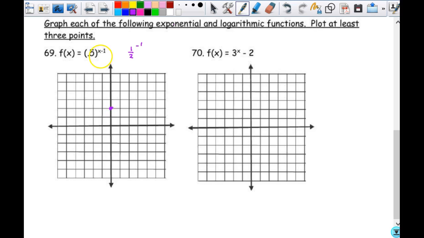When I plug in 1, that's going to give me 0. Anything to the 0 power is 1. Right. And then when I plug in 2, that's going to give me 0.5 to the first power, which is 1/2 right there. If I plug in negative 1, then that's going to give me 1/2 to the negative 2 power, which means that's going to be 4. Go right there. And that gives me a pretty good curve. Like so.